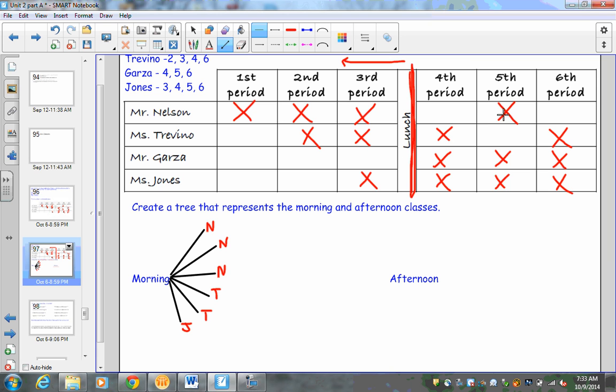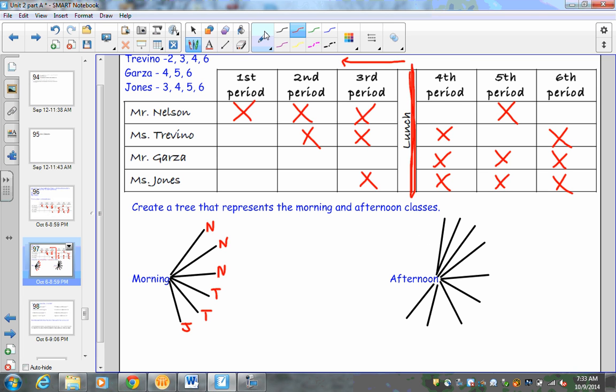So I'm going to count out 1, 2, 3, 4, 5, 6, 7, 8, 9. So we're going to branch out 9 times this time. Apparently there's more classes in the afternoon. And so once again, we're just displaying all the information through a tree. So 1, 2, 3, 4, 5, 6, 7, 8, and we'll just put it right there, 9. Kind of run out of room eventually. All right, so here's what the afternoon tree would look like. And that's what it looks like.